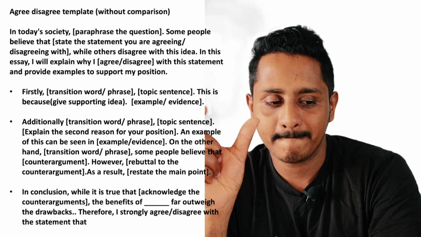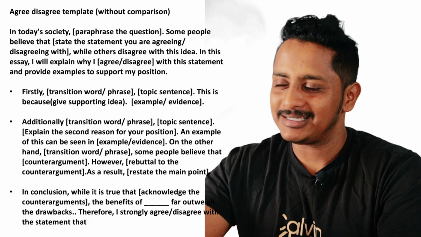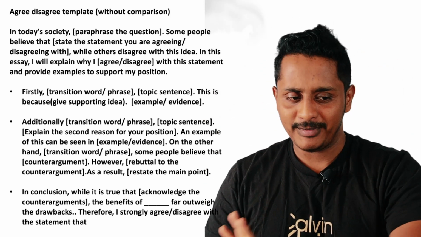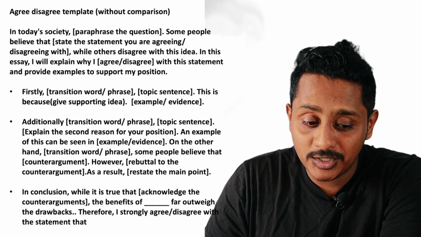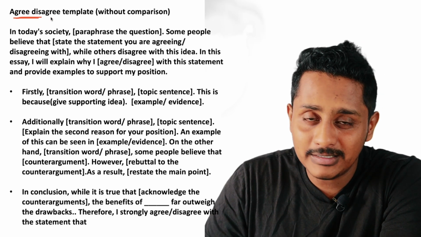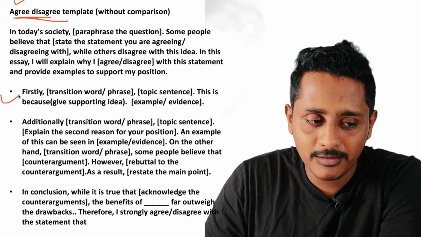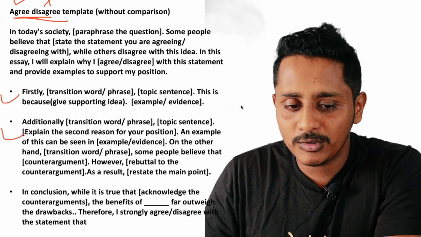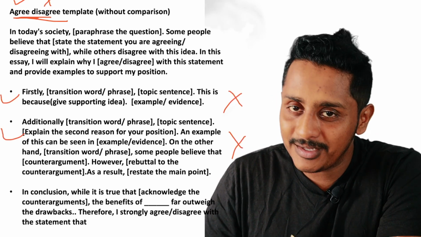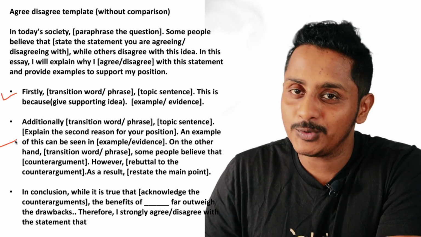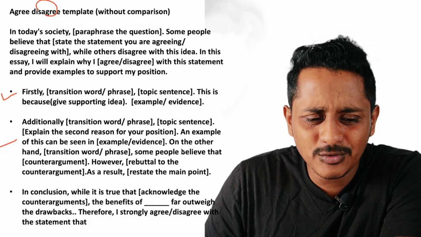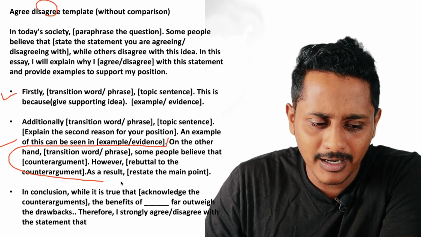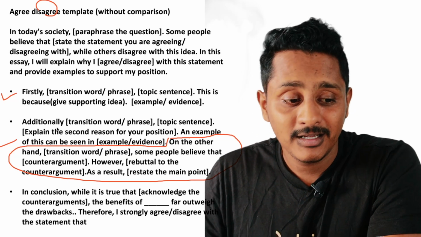Firstly, main idea. This is because supporting idea, example. Same pattern for the body paragraph too. Third paragraph, additionally, see it's agree, disagree. When you agree, both paragraphs you have to agree. When you disagree, both paragraphs you have to disagree. So, you agreed, let us say here also you agree, here also you agree, but since they have already given the word disagree, let us talk a little bit about the disagree part which is required.